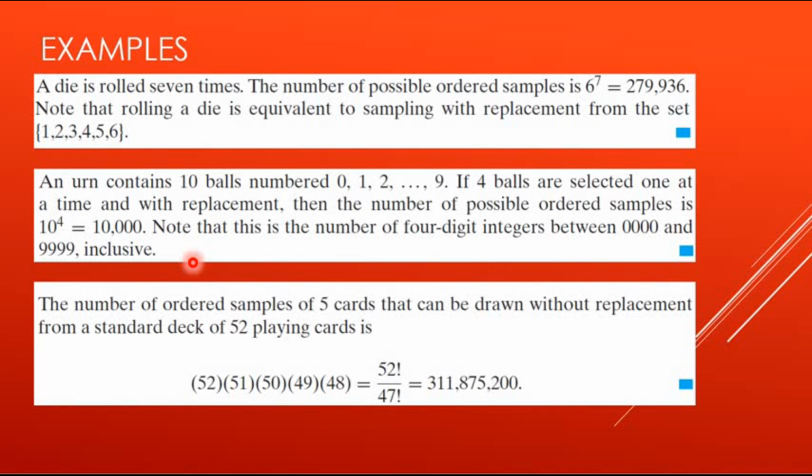Example: the number of ordered samples of 5 cards that can be drawn without replacement from a standard deck of 52 playing cards is 52 times 51 times 50 times 49 times 48 equal 52 factorial over 47 factorial.